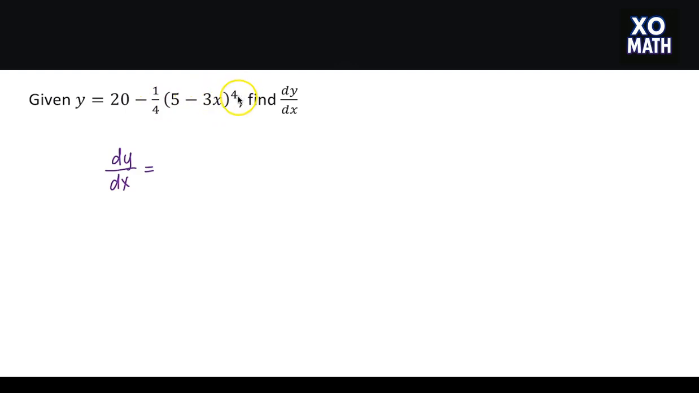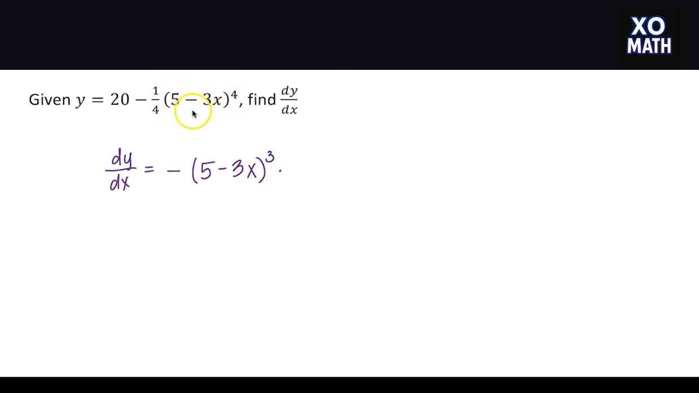So we're going to go ahead and bring this 4 to the front and multiply it by the negative 1/4 that's already there. So 4 times negative 1/4 is negative 1. So we're going to have negative, and then 5 minus 3x all raised to the third power. So we're doing the derivative of the outside, leave the inside alone, times the derivative of the inside.